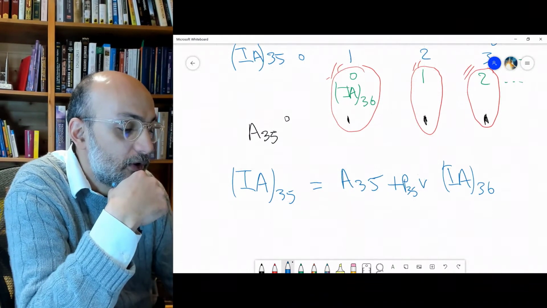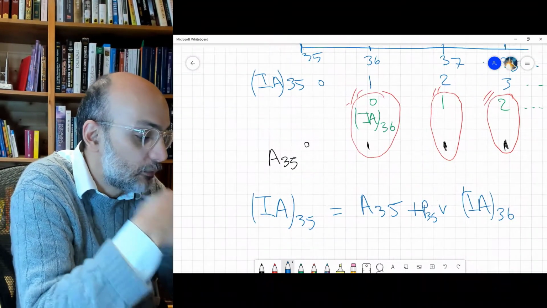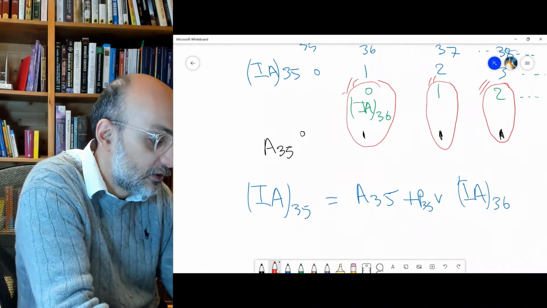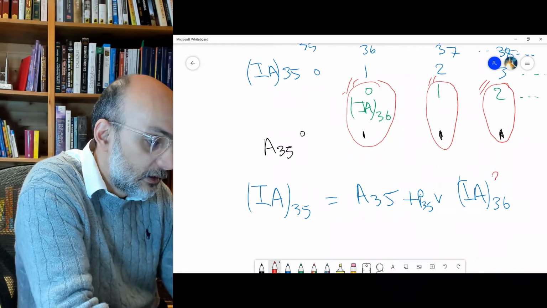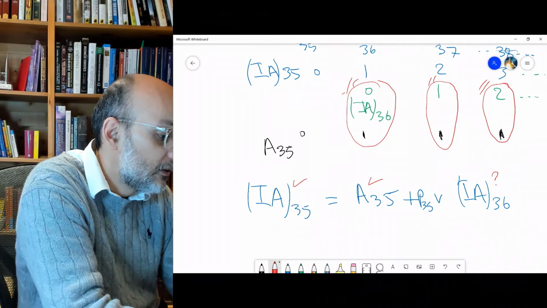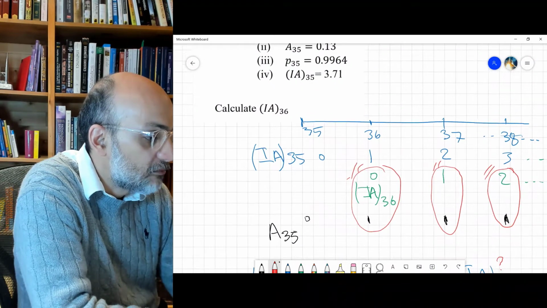So this is the equation that is very important to recognize. Once you do that, it becomes mechanical. Let's see what we have. The question is asking us for A36. What is A36? This one is given. This one is given. Do we have V? We don't have V, but we have P.